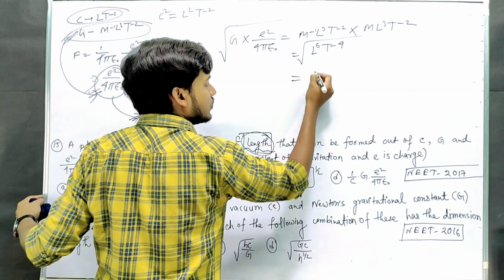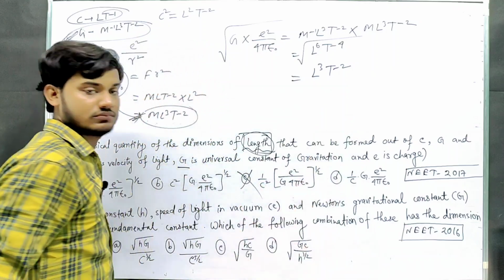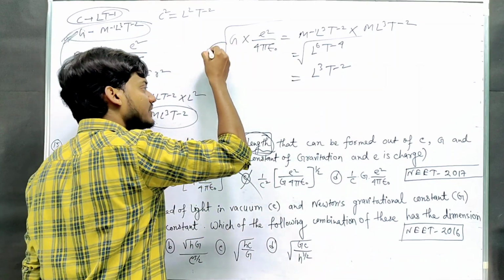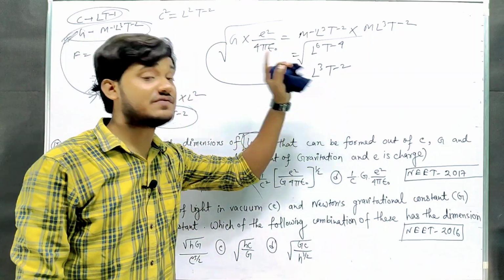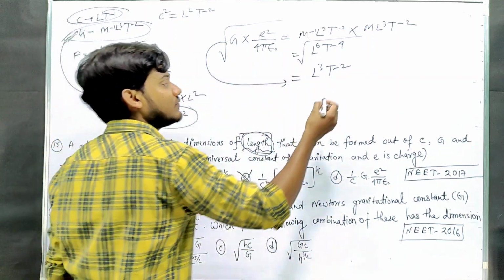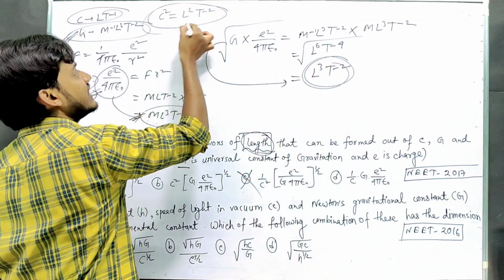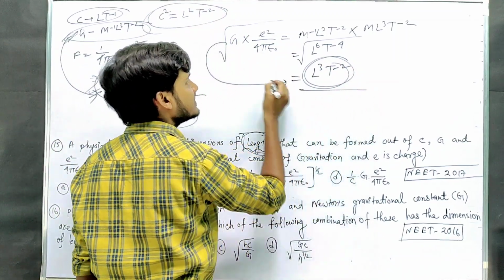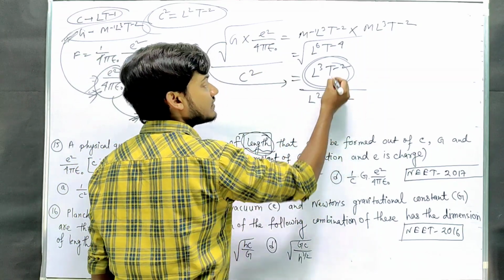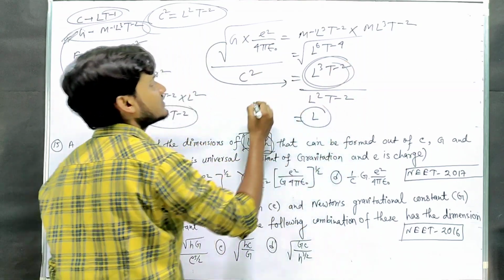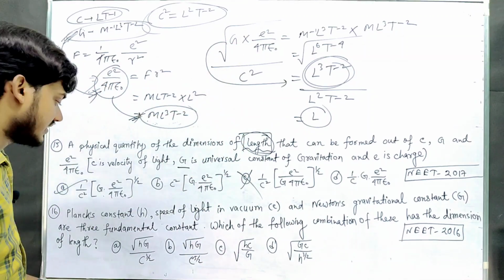If we take the root, what will happen? Root means to the power half, meaning 3 minus 2. Okay, so we have found the dimension of this is L cube T inverse 2. Now we have to cancel out T inverse 2, so we have to divide this, because C square is L square T inverse 2. If we divide by C square, we can write L square T inverse 2, T inverse 2 cancels out, L, so this is the right answer. Option A is the right answer. Okay, next.